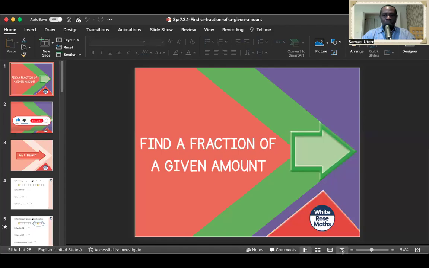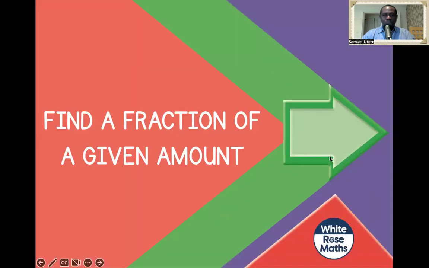Welcome to Block 3, Fractions and Percentages of Amounts, Lesson 1. I'll share my screen. In today's lesson, we're going to learn how to find a fraction of any given amount.